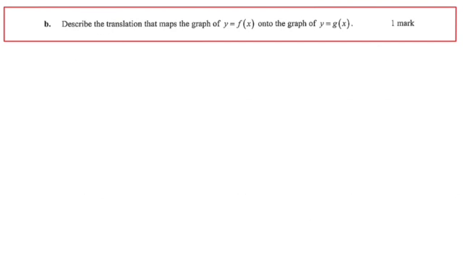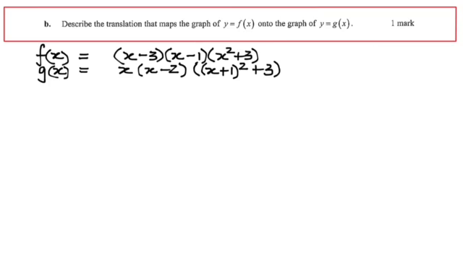Alright, next bit. Describe the translation that maps the graph of f(x) onto the graph of g(x). Alright, let's put them both in this similar format, okay? So f(x) was this thing here, and g(x) in our newly found format is this thing here. So we've got to work out what you would need to do to transform this beast into this beast here, okay? Now, looking at it in that light, it's not that bad, and I think this is the most instructive part of it here.